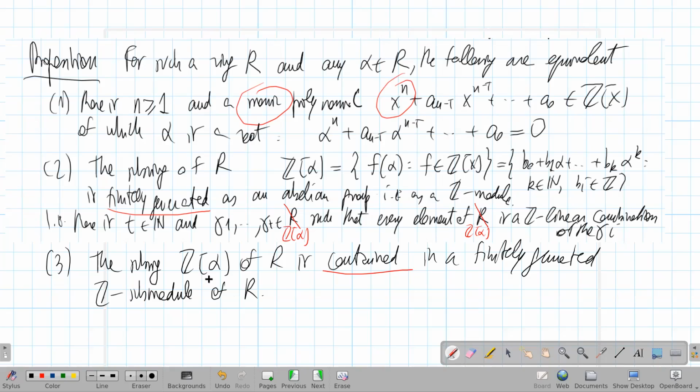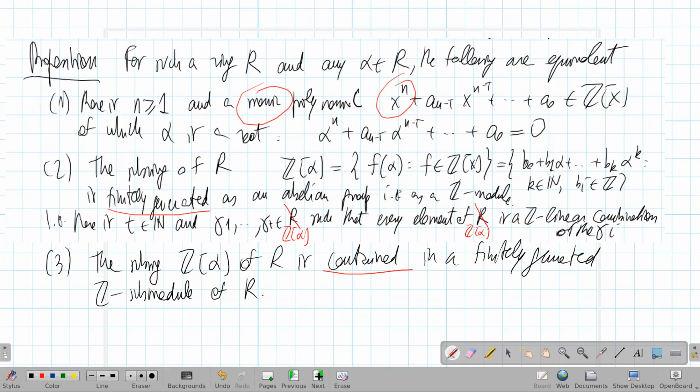The third equivalent condition is that the subring Z alpha is contained in a finitely generated Z submodule of R. The fact that it's contained in such a submodule makes it also finitely generated, by the fact that Z is a PID. Good. So we have these three equivalent conditions, for a commutative ring R with unity in characteristic 0.